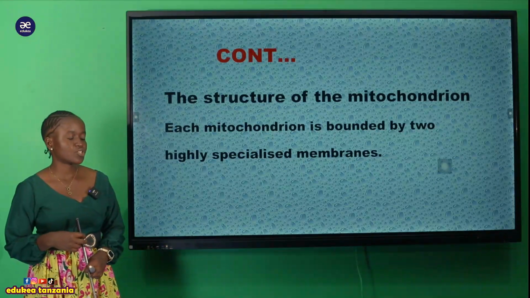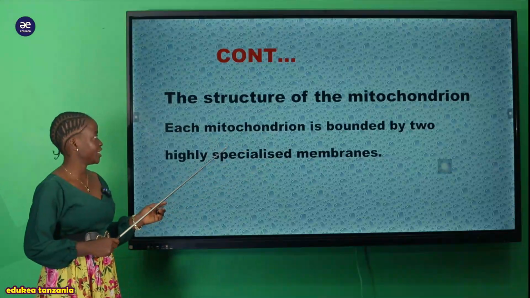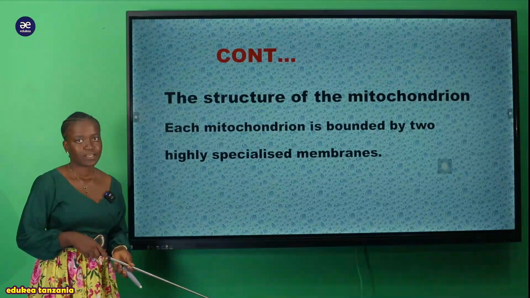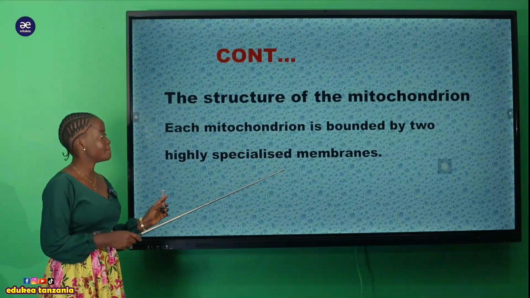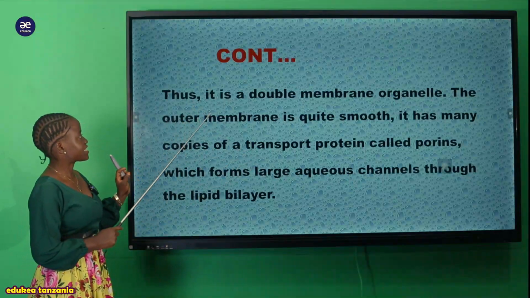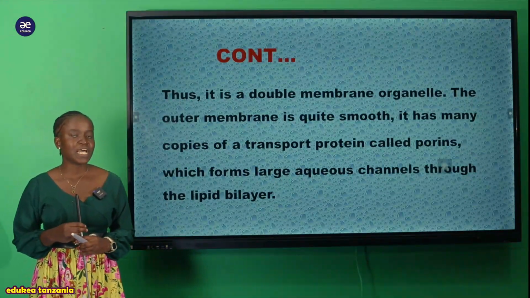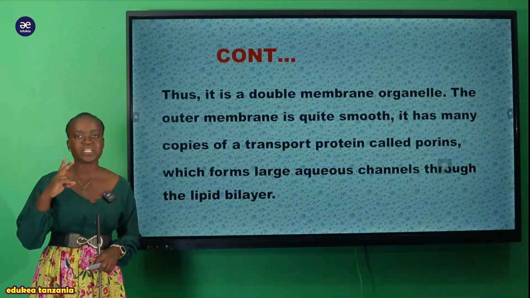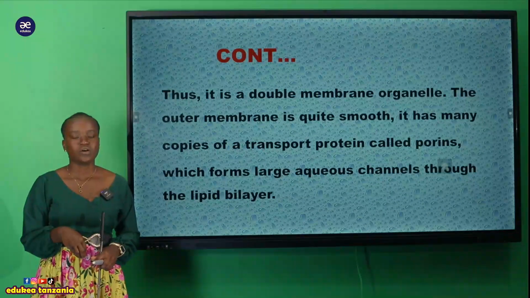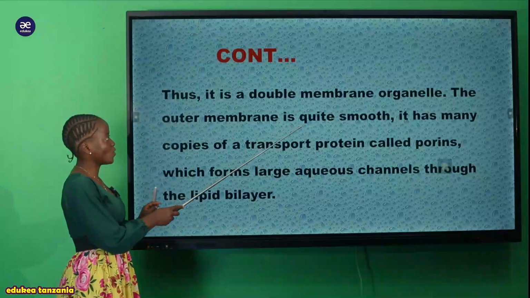So now let's see the structure of the mitochondria. In the structure of the mitochondrion, each mitochondrion is bounded by two highly specialized membranes. So imetengenezwa na membrane mbili. So what are those membranes? Thus it's a double membrane organelle. Ndio maana tunaita double membrane organelle. Why is it called a double membrane organelle? It's because there is the presence of two membranes surrounding this structure, or surrounding this organelle. And now the outer membrane is quite smooth.